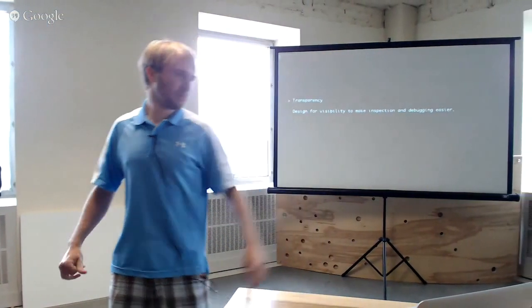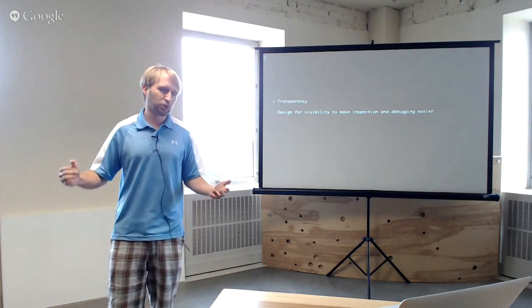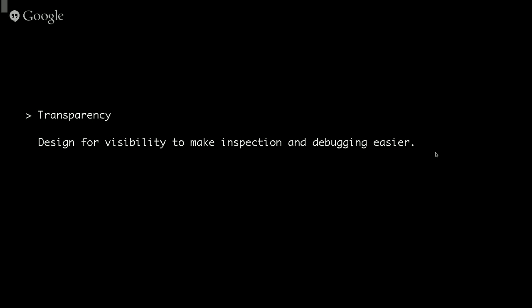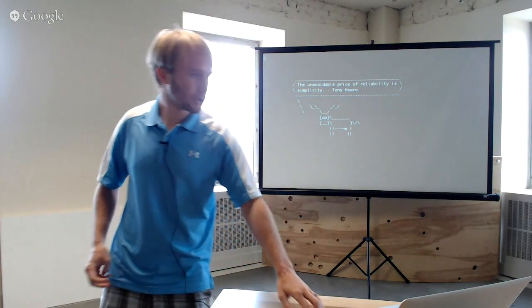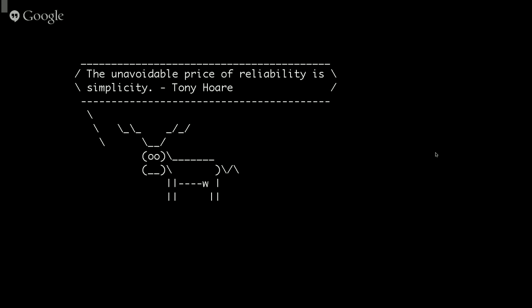So, a few more points. Transparency, and they basically make it more lucid what is actually happening in your code. It's pretty straightforward. And robustness. Of course, we want our software to be reliable. But a lot of times, in order to actually make it reliable, it has to be simpler. And Tony Hoare, who's also one of the grandfathers of computer science, said the unavoidable price of reliability is simplicity.